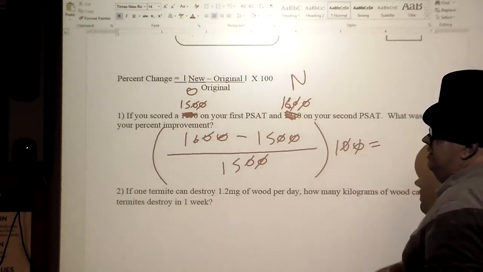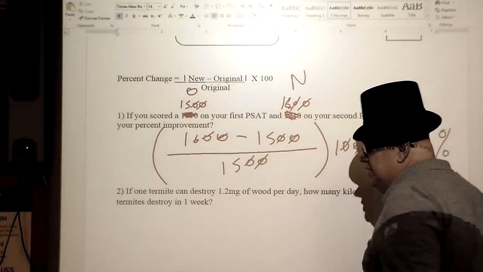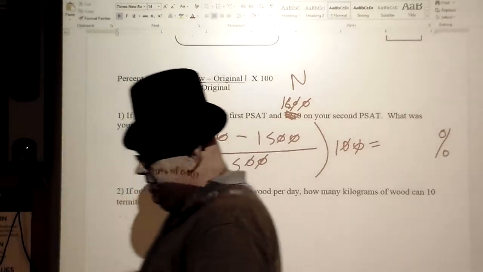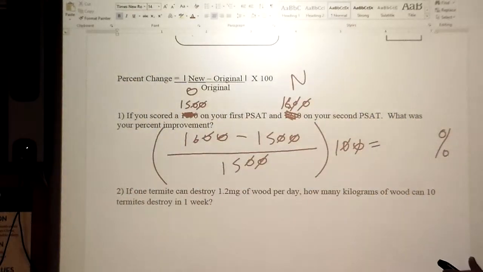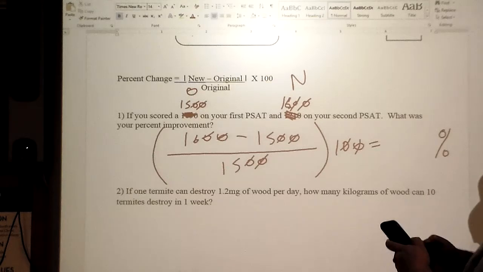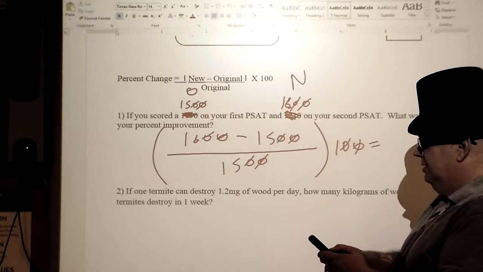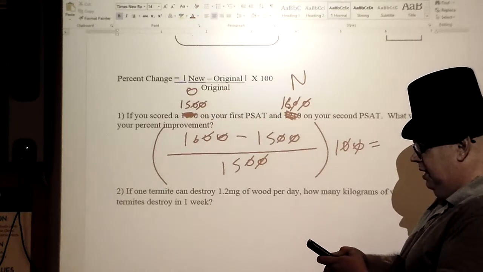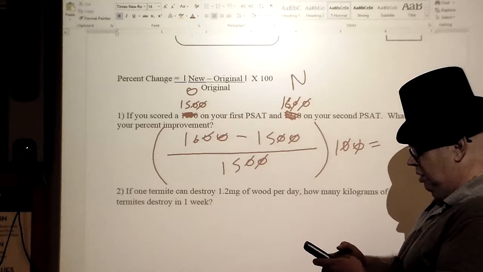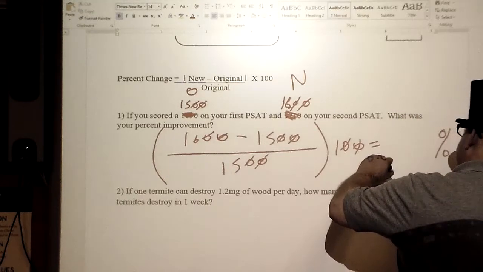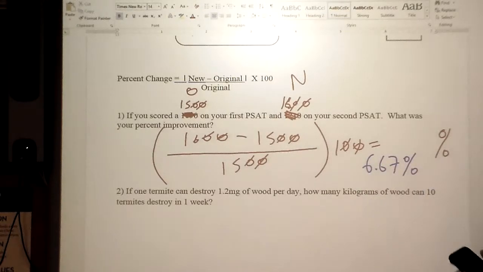If you don't multiply this by 100, all you're going to get is a decimal, or depending on your calculator, a fraction. That's not going to help out very well. So let's take a quick look at this. 1600 minus 1500 is 100, divided by 1500, times 100, equals, and rounding, I got 6.67%. Okay, that's how you do this. Now let's take a look at the next one.